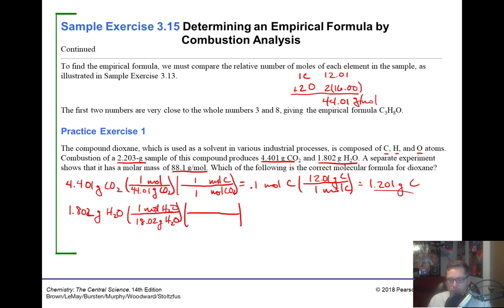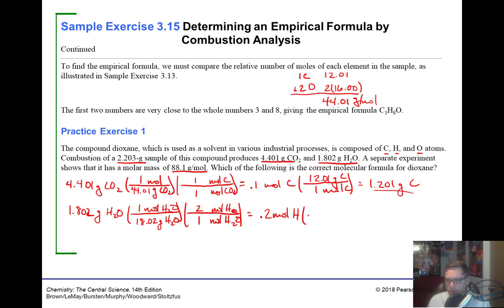We're going to go from moles of water to moles of hydrogen. So moles of hydrogen go up here, moles of water go down here. So for every 1 mole of water, we have 2 moles of hydrogen. We know that because there's a subscript of 2. Okay, so we're going to multiply that out. So 1.802 divided by 18.02, well, that's 0.1. And then we multiply it by 2, so we get 0.2 moles of hydrogen.